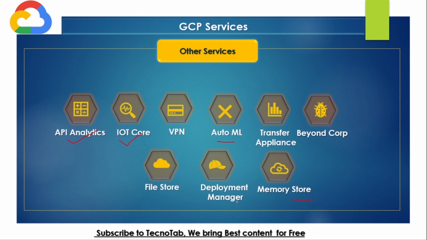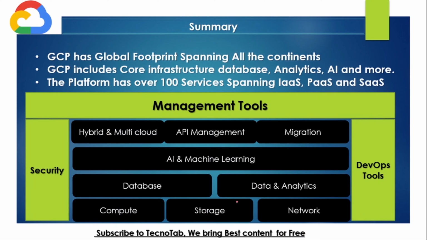Now, let me go ahead and summarize what we have learned in this section. We have seen the Google Cloud Platform footprints, where it is spread, and how many regions and zones there are. Then we discussed some of the core components of GCP like compute, storage, and network, and we also discussed that the platform has hundreds of services spanning infrastructure, platform, and software as a service. We also discussed the security tools, the DevOps tools, the management tools, and we just had a walkthrough of the services that we are going to discuss in this whole course.